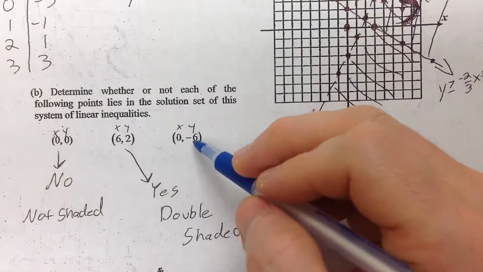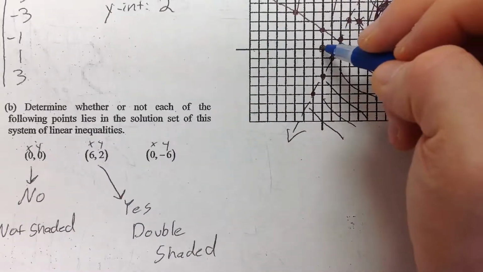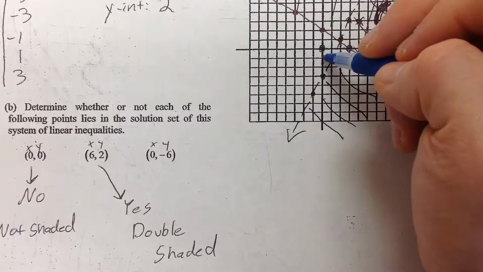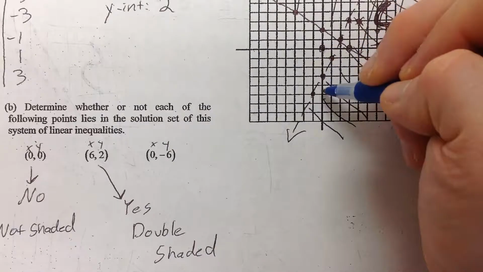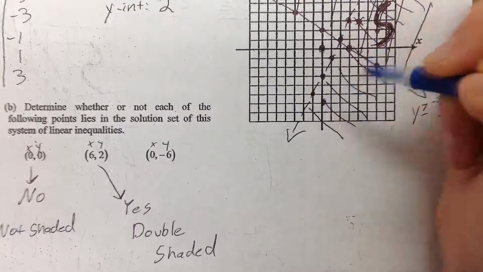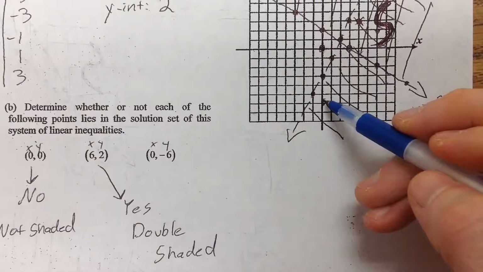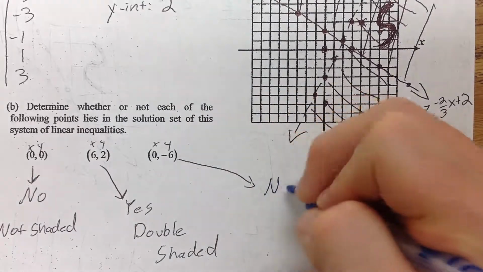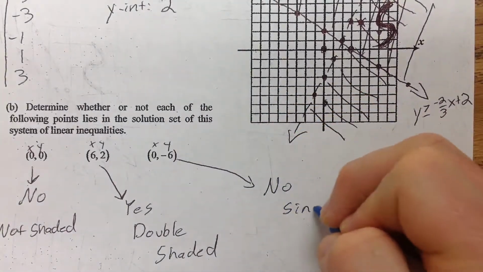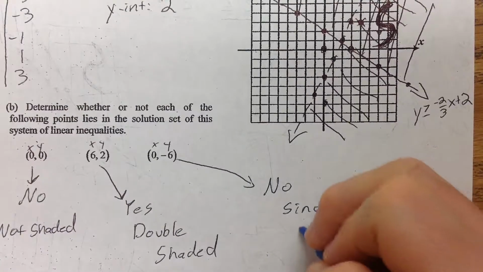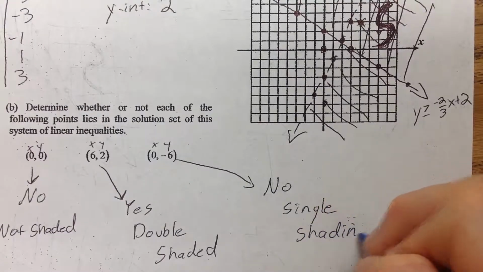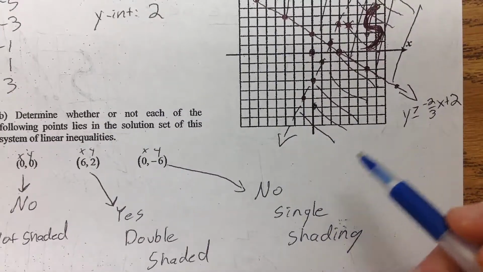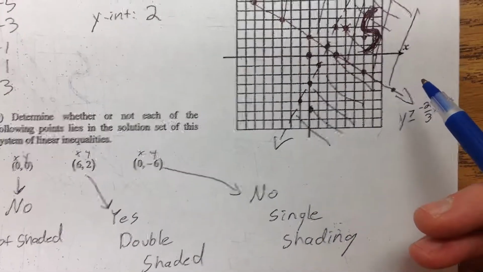And then let's look at 0, -6. All right? 0, -6 means I don't go left or right at all, and then I go down 1, 2, 3, 4, 5, 6, which is right here. It's in a shaded area, but it's not a double shaded area, so this one would be no because it's only single shading. There's not double shading there, so this one would be a no. You're basically looking for which points lie in the double shaded area.